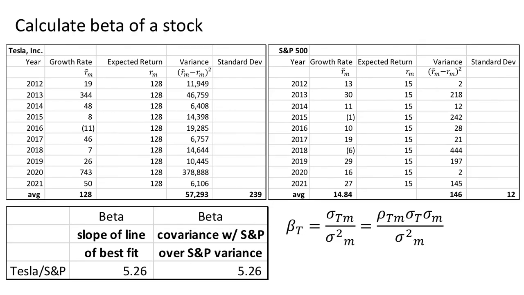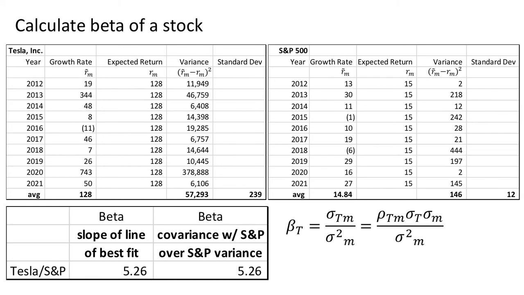Let's do the same thing. Let's calculate the beta of Tesla Inc. Here we're going to need data on Tesla Inc. and data on the market, which our proxy is the S&P 500. What do we do here again? Well, we need to calculate.